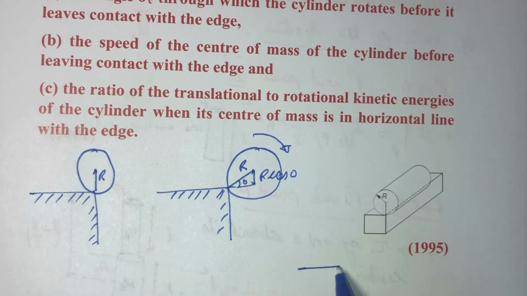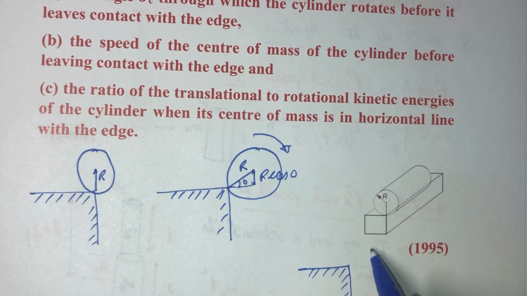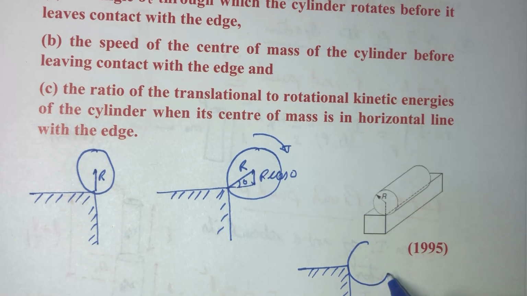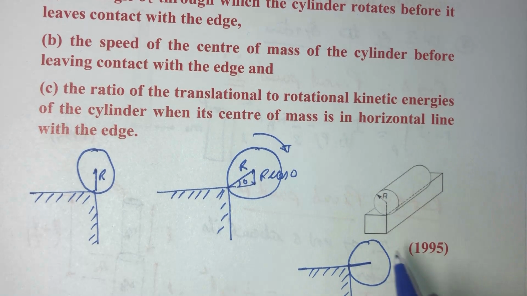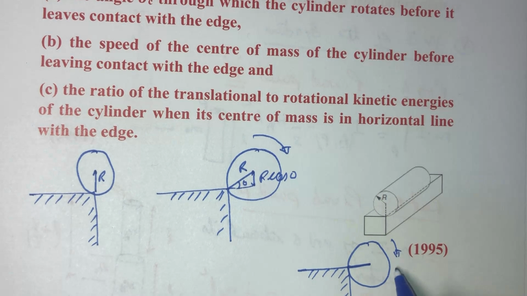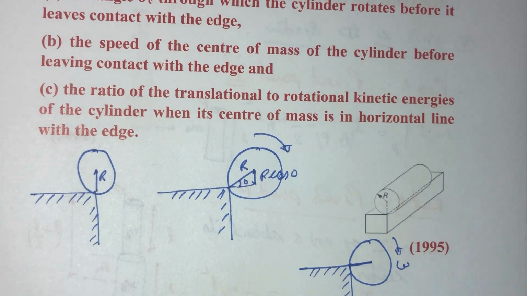So now the center of mass is in the horizontal line of the edge. So this is the horizontal line of the edge. Now the center of mass is in the horizontal line of the edge, and it is rolling in this direction with the omega, let us suppose. So this is much easier to understand now.